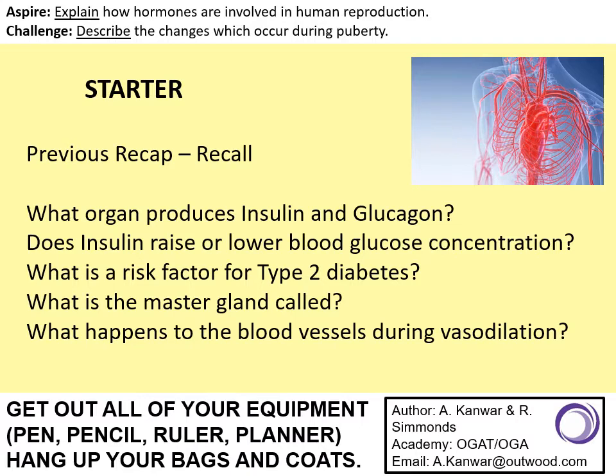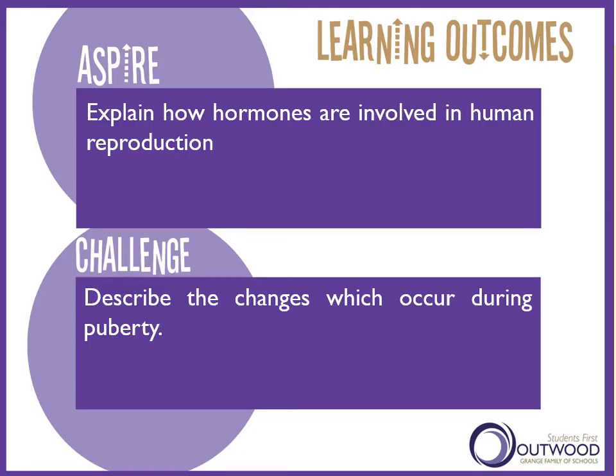Let us go on to what we are learning about today. Our challenge is to describe the changes which occur during puberty. And our aspire, explain how hormones are involved in human reproduction, particularly looking at the menstrual cycle. So that's generally what we'll be looking at. So, challenge, describe the changes which occur during puberty. That's what we're going to be looking at first.